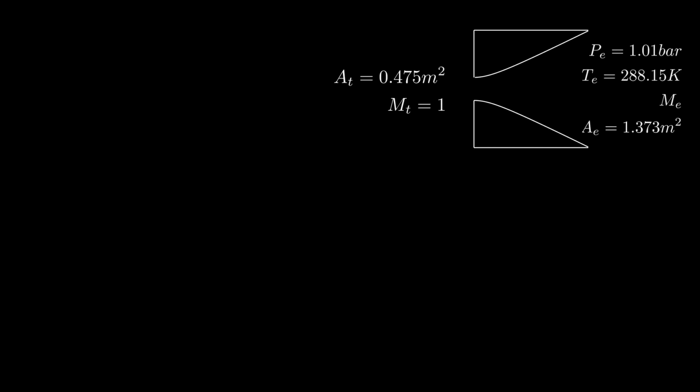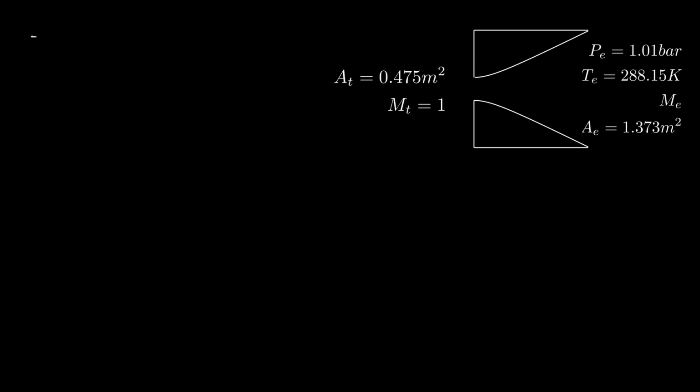We can now test our converging-diverging nozzle and see how it performs and what conditions we need to make it a supersonic nozzle. Just as a recap, we have a throat area of 0.475 meters squared, and the speed at the throat is Mach 1. The exit has an area of 1.373 meters squared, and at sea level conditions, meaning pressure is 1.01 bar and temperature is 288.15 Kelvin. Gamma is the ratio of specific heats, and for oxygen, hydrocarbon fuel gases, it's approximately 1.2.